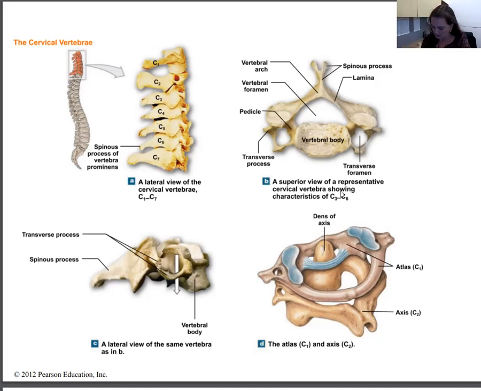So this atlas, let me grab him again. That atlas is going to sit upon that dens so that the head can spin around. Make sure you know that these two are named atlas and axis.